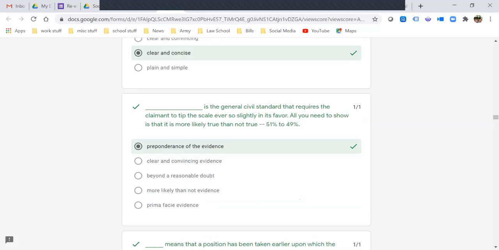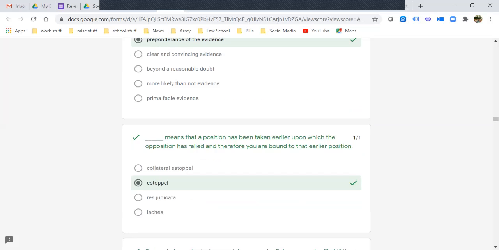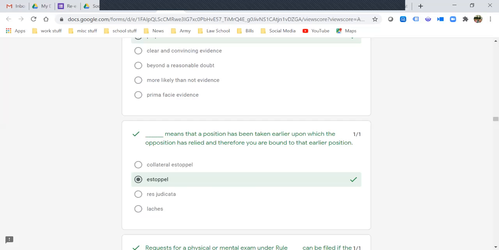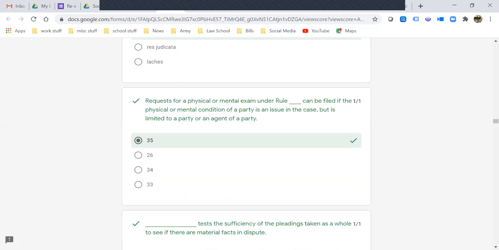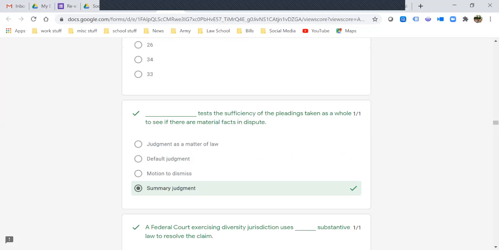All right, preponderance of the evidence, we already mentioned, is a general civil standard that requires a complaint to tip the scale ever so slightly in its favor. All you need to show is that it is more likely true than not. All right, we'll skip estoppel. All right, Rule 35. Rule 35 is a request for a physical or mental exam. It can be filed if the physical or mental condition of a party is an issue in the case, but it is limited to the party or the agent of a party.